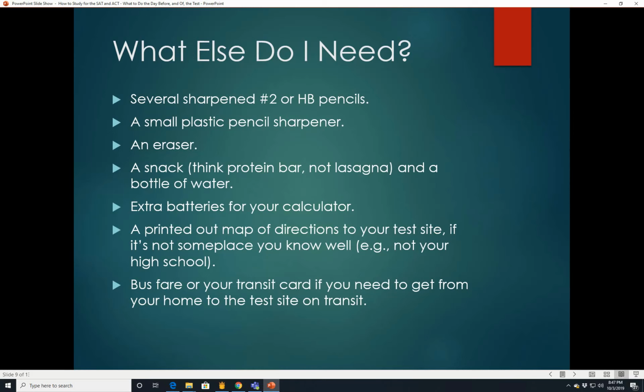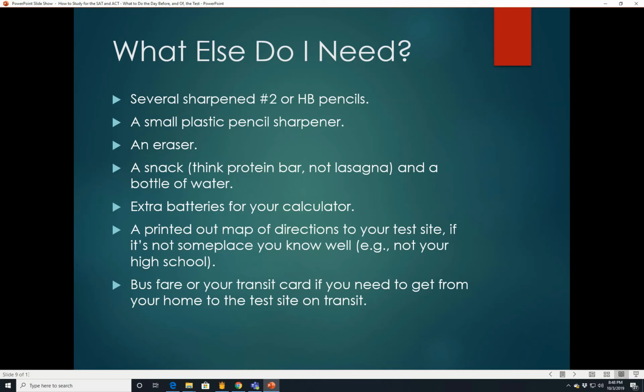An eraser, same thing. I mean, they're probably going to let you bring it in, since most likely all you're going to be able to do with it is erase things. You can bring a snack, think a protein bar, not something like lasagna or leftover Chinese food, and a bottle of water. They might make you put it up in front of the classroom or out in the hallway, but you'll be able to eat it during your break. Extra batteries for your calculator, as I've already said.